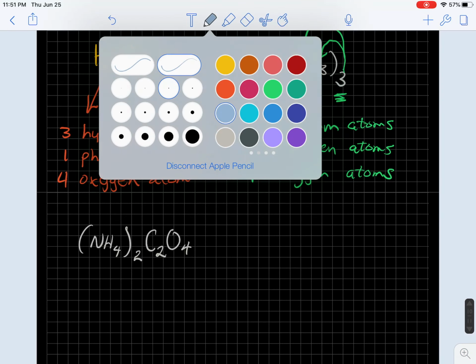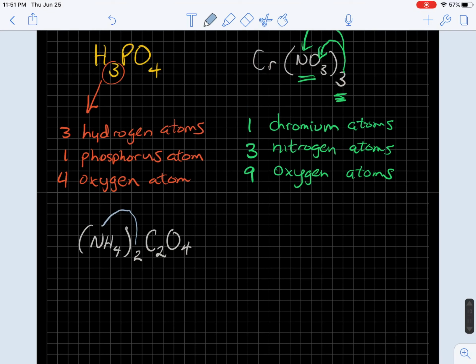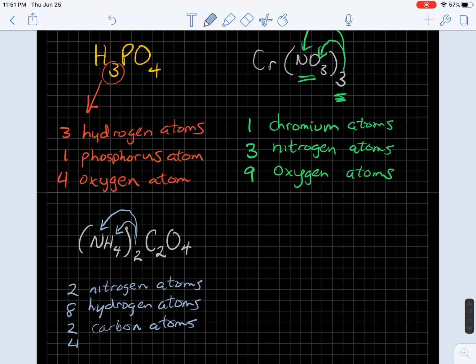Hey, I'm back. So here's the answer. We're going to distribute this to the nitrogen. We're going to distribute it to the hydrogen. So we have 2 nitrogen atoms. And we have 2 times 4, 8 hydrogen atoms. And then the rest we can do like we normally do, 2 carbons. And finally 4 oxygens.